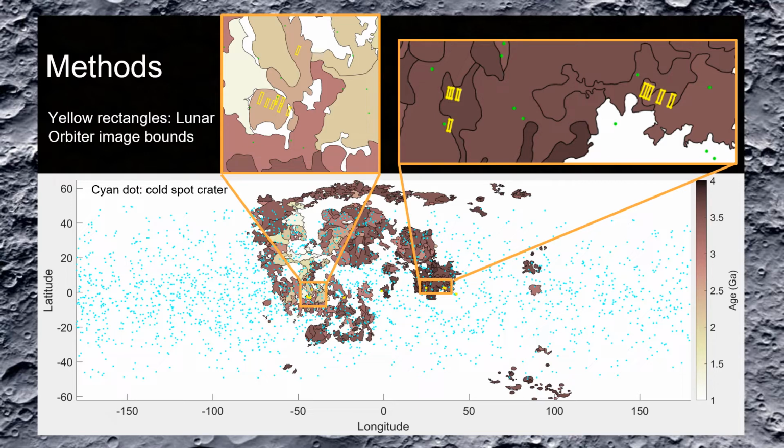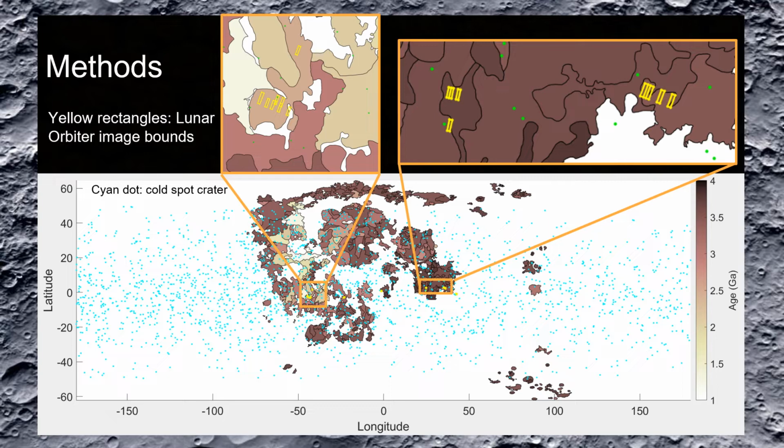Now, if we zoom into these regions in Mare Tranquillitatis and Oceanus Procellarum, you can see we also plotted the image bounds of the Lunar Orbiter images used by the Wilcox et al. 2005 study. In each of the two regions, these images lie in the same or similarly aged geologic units.